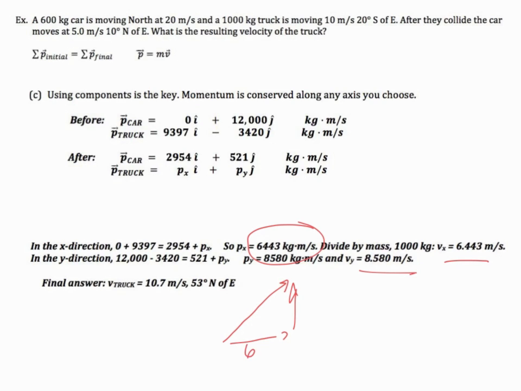The 6.4 would be here, and the 8.58 would be here, and that's where this is coming from. But again, kind of just putting together our vector understanding from earlier in the year and our linear momentum understanding from recently, and just being able to handle this more complex question.